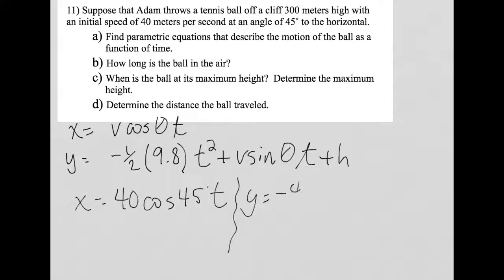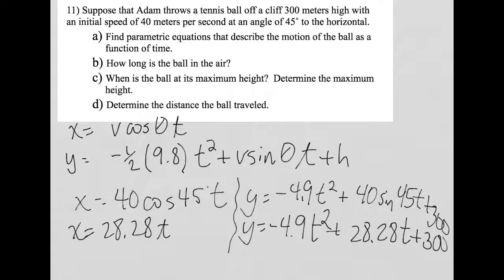Y will be negative 4.9 t squared plus the velocity of 40 sine 45 t, and the initial height, 300, on a cliff, 300 meters, so plus 300. So I plugged both in the calculator. I got 28.28 t for x. The other one, negative 4.9 t squared plus 28.28 t plus 300.